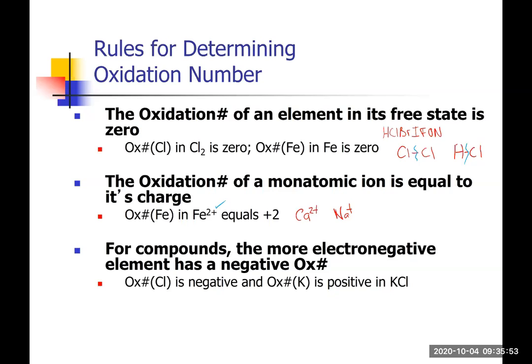For compounds, the more electronegative the element, the more negative the oxidation state is going to be. So if we look at a compound like potassium chloride, potassium is way over on the far left of the periodic table. Chlorine is way over on the far right of the periodic table. Chlorine is very, very electronegative.